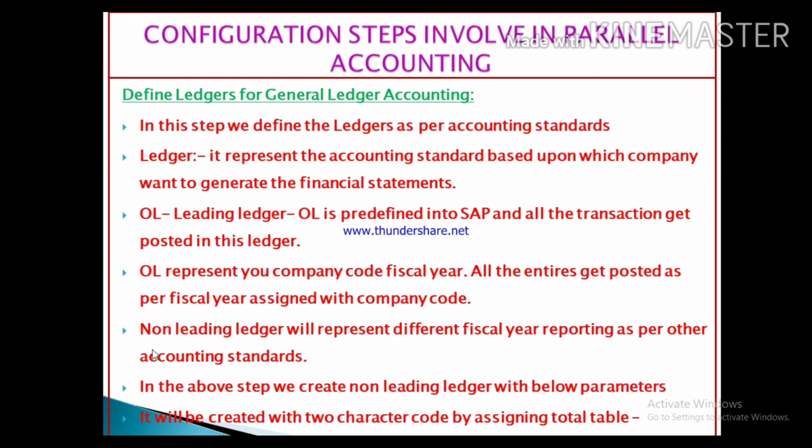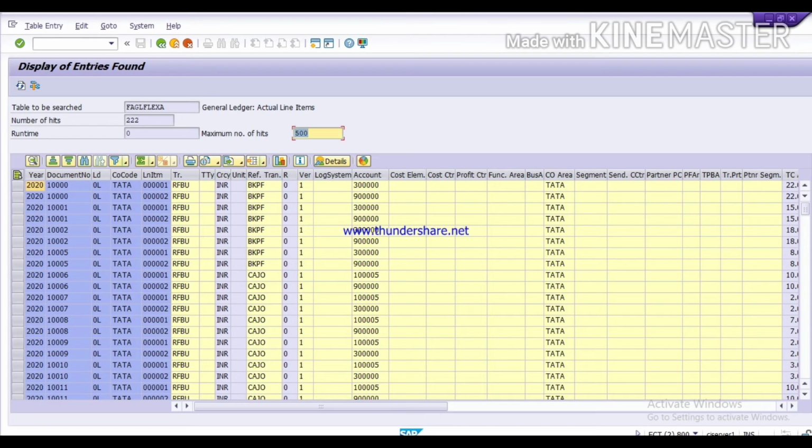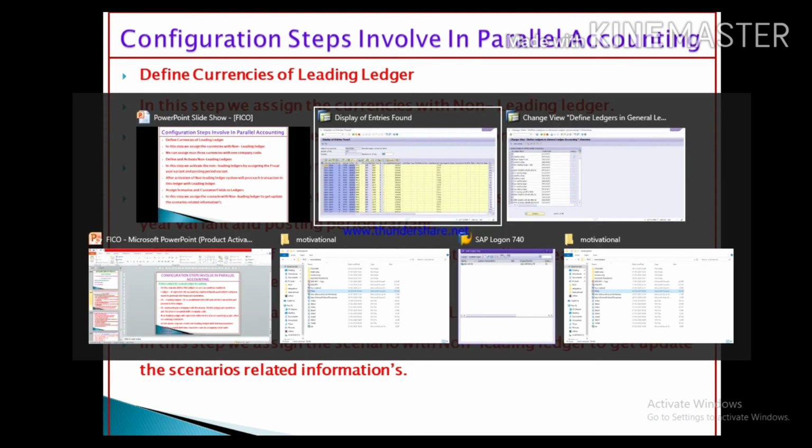Non-leading ledger. What is a non-leading ledger? A non-leading ledger will represent different fiscal year reporting as per different accounting standards. In the above step, we create a non-leading ledger with the below parameters. It will be created with a 2-character code by assigning the table, which I have shown you in front of the leading ledger, FAGL_LEDGER_FLEXIBLE. So let's define.